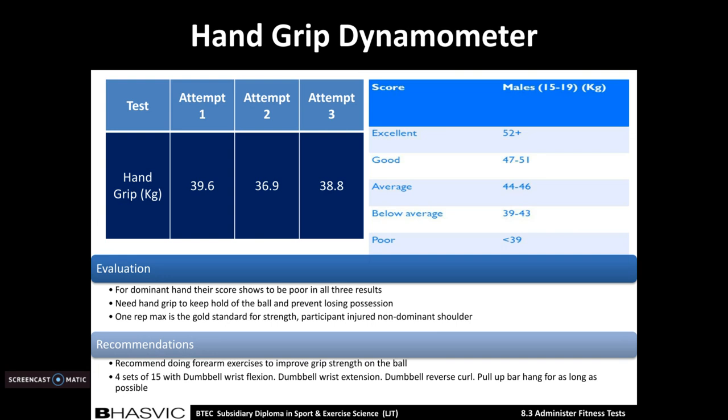By performing 4 sets of 15 with dumbbell wrist flexion, dumbbell reverse curl, and a pull-up bar hang for as long as possible to finish with, once a week, will allow for an increase in strength in the forearms and allow for a better grip and handling of the ball. This will also allow him to fend off and screen players, as with the opposition pressing against his hands, he'll be able to get around him. It'll be easier to fend off them with stronger arms.